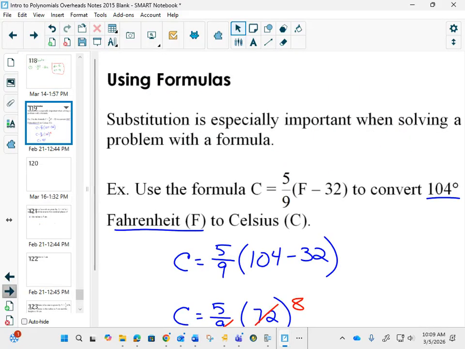And the reason substitution is really, really important is in a lot of your science classes, you're going to get formulas. In math classes, you're going to get formulas. And formulas are really helpful if we can do substitution. This formula we looked at in first semester as well.